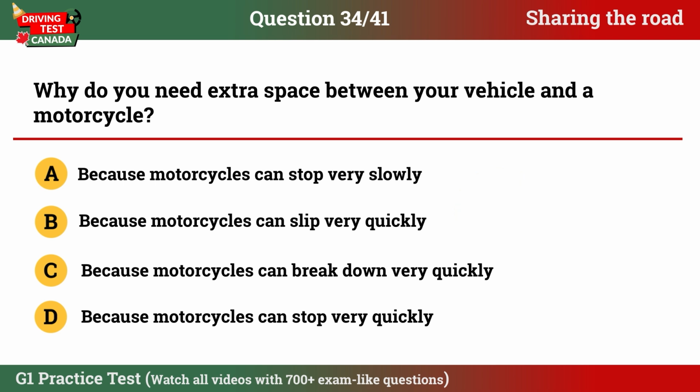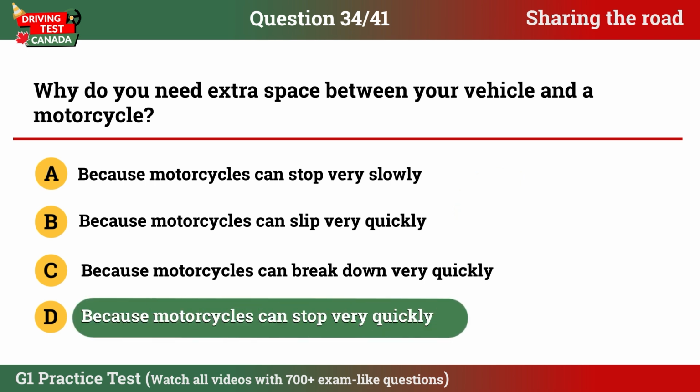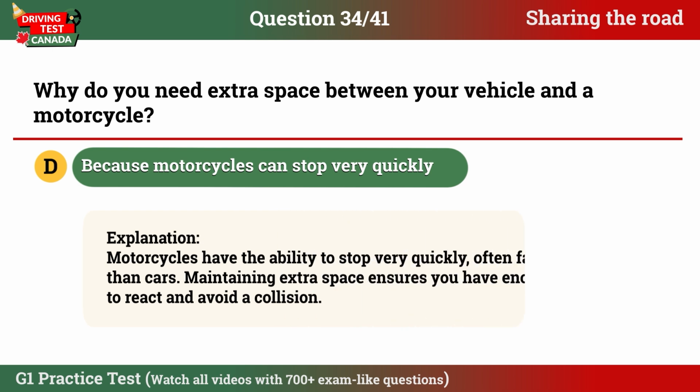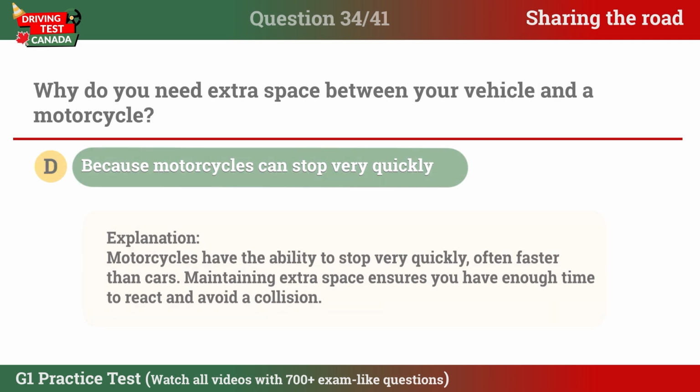The correct answer is D. Because motorcycles can stop very quickly. Explanation. Motorcycles have the ability to stop very quickly, often faster than cars. Maintaining extra space ensures you have enough time to react and avoid a collision.